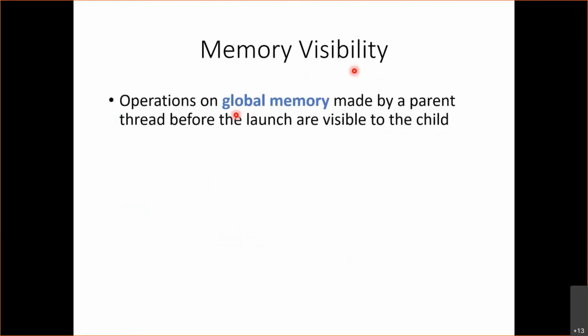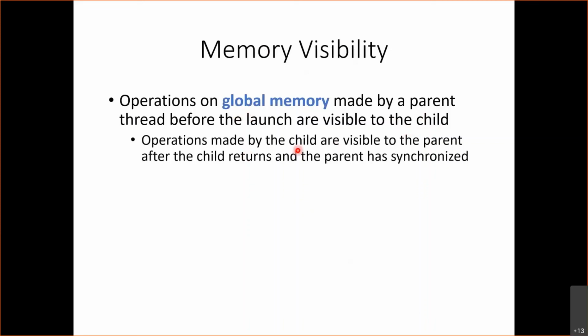The operations that are made by the parent thread on global memory before the launch are visible to the child. So when a parent thread writes to global memory and then performs a launch, the threads in the child grid are guaranteed to see those changes in global memory. Similarly, the operations that are made by the child threads in the grid to global memory will be visible to the parent after the child returns and the parent synchronizes.